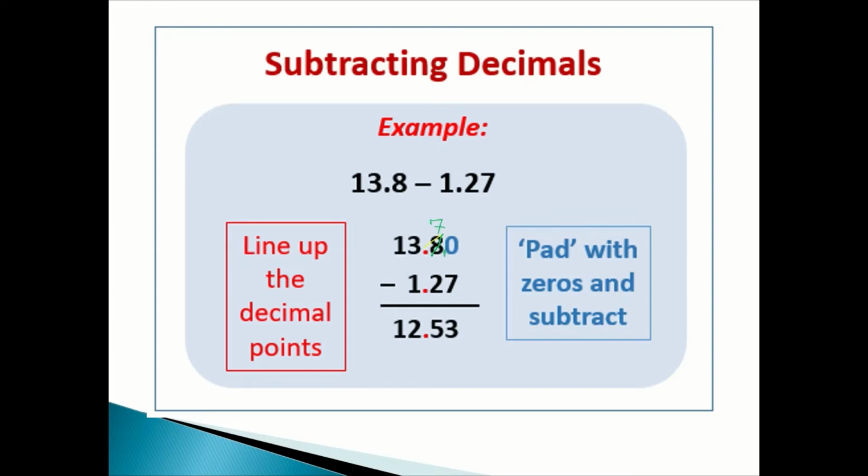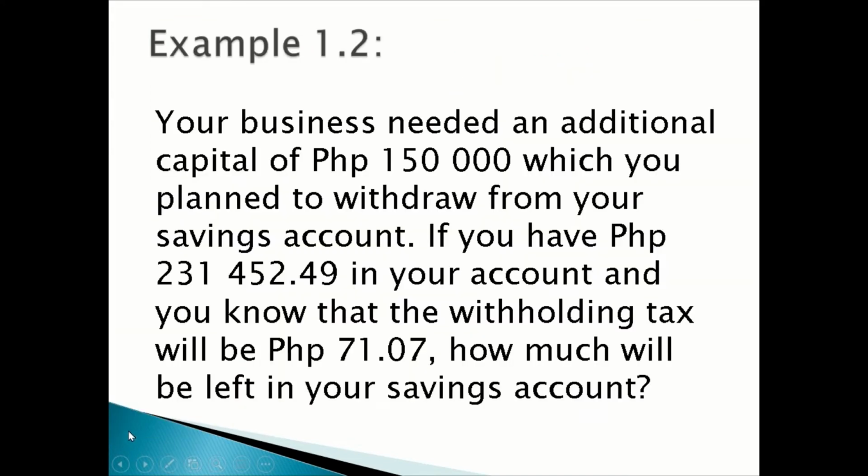So we are now ready to subtract. 10 minus 7, we got 3. So you can see that. Next, 7 minus 2, we have 5. 3 minus 1, that's 2. 1 minus 0, that's 1. Therefore, our answer is 12.53 for this example. And that explains why that is the answer. Let's try to answer a problem.